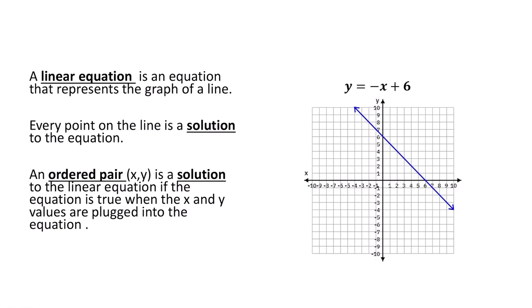A linear equation is an equation that represents the graph of a line. y = -x + 6 is an example of a linear equation. You can see from its graph that the graph is a line. Every point on the line is a solution to the equation. An ordered pair (x, y) is a solution to the linear equation if the equation is true when the x and y values are plugged into the equation.